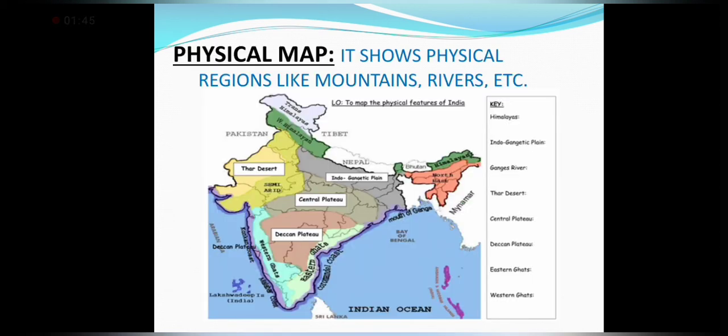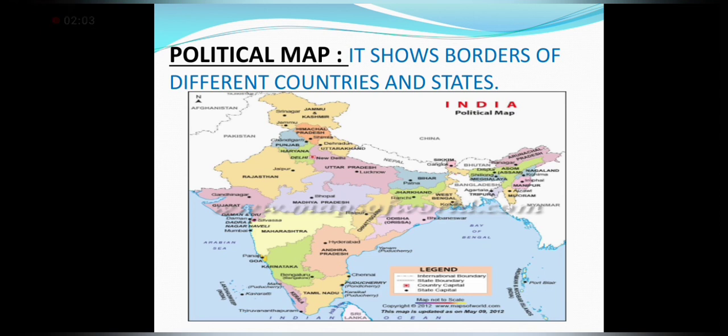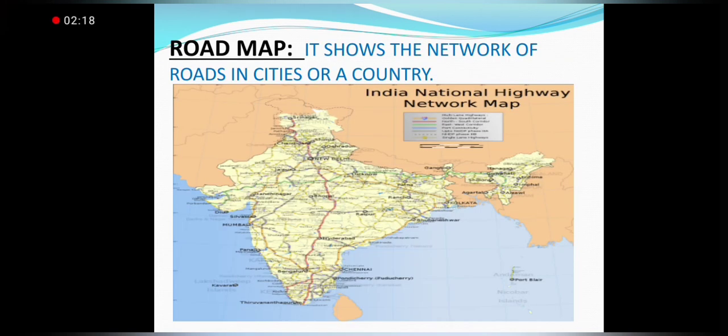This is a picture of physical map which shows physical regions like mountains, rivers, etc. We can understand this map with the help of index. This map is known as political map. It shows borders of different countries and states. This is political map of India. Road map. It shows the network of roads in cities or a country. This is a map of Indian National Highway.